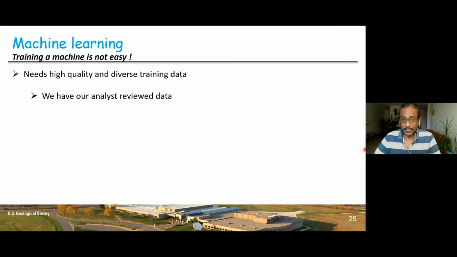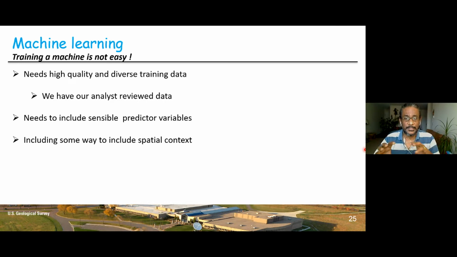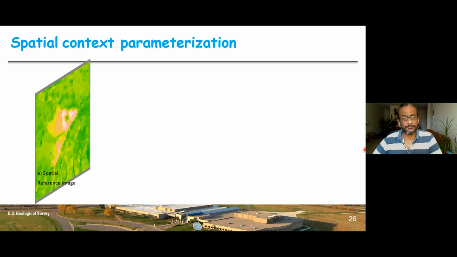But we do have analyst-reviewed data, and we have fairly high confidence that these have fairly low omission and fairly low commission errors. And as we talked about the satellite data, we can create a whole suite of predictive variables. Each observation can be used as a predictive variable, both its bands and its indices. So what about the spatial context? Is there a way we can include it? Because we don't want to observe just one pixel. We want to know what's going on beside it. And that was the kind of research we did.